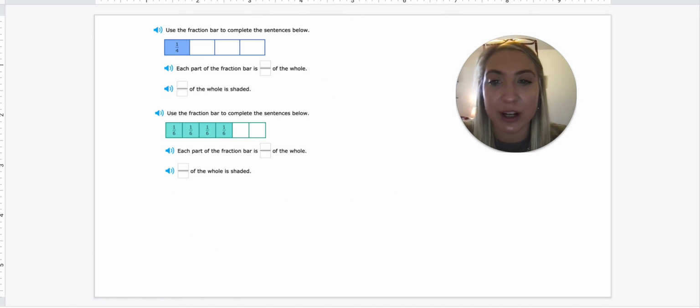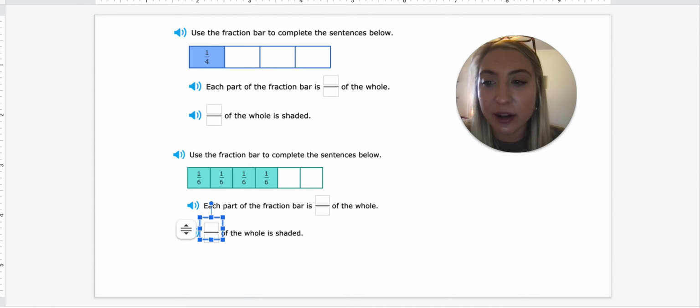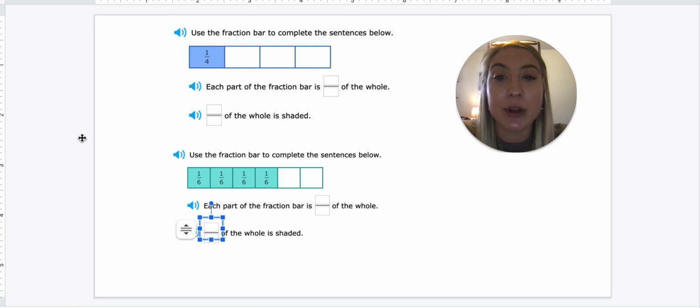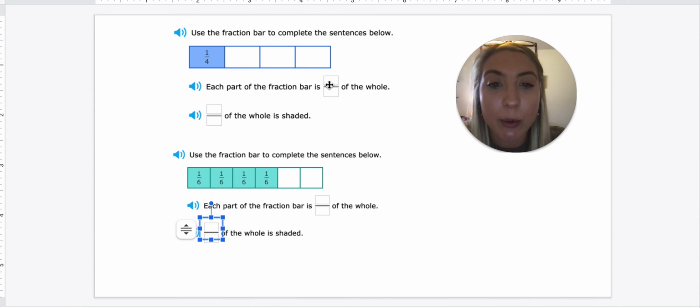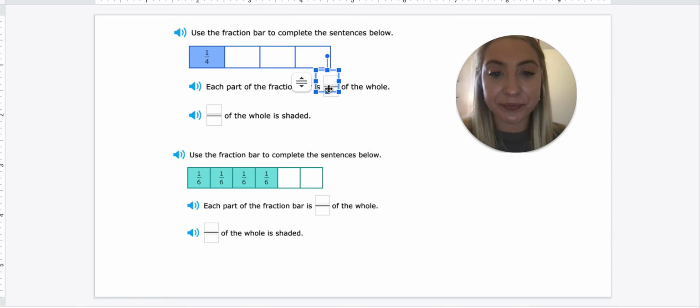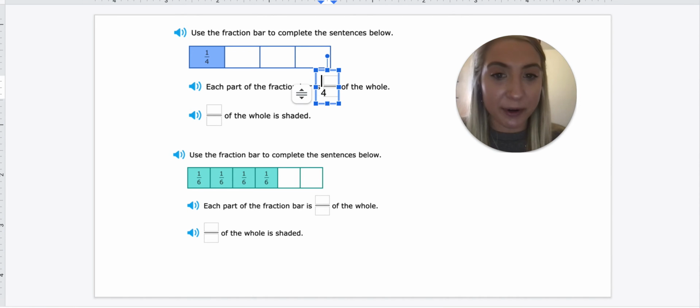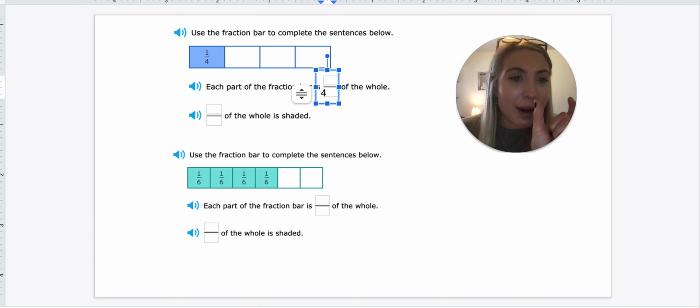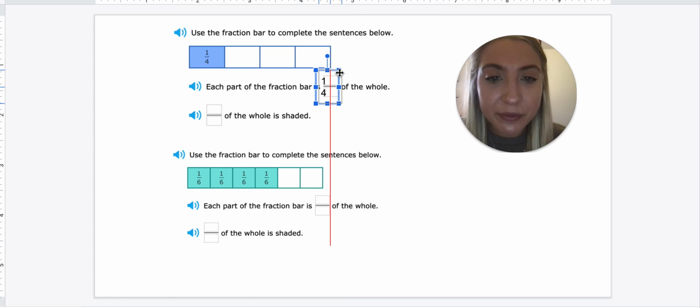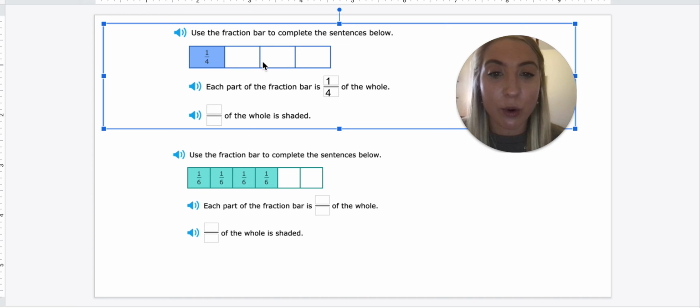So now let's go over a few more examples. So here, we see part of the fraction bar is faded. Each part of the fraction bar is how much of the whole. So we know the bottom number is always going to be how many total parts there are. 1, 2, 3, 4. So there's 4 total parts. That'll be our bottom number. But now we want to know, what is one part? What is 1 square? That 1 square is just going to be 1. So each part of the fraction bar is 1/4. So it's 1/4, 1/4, 1/4, 1/4.